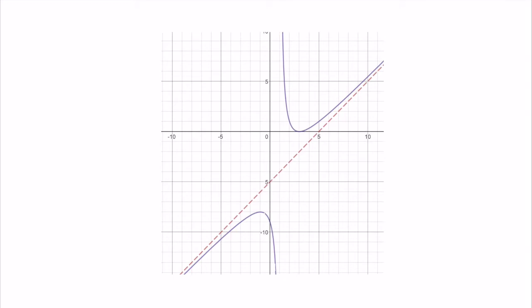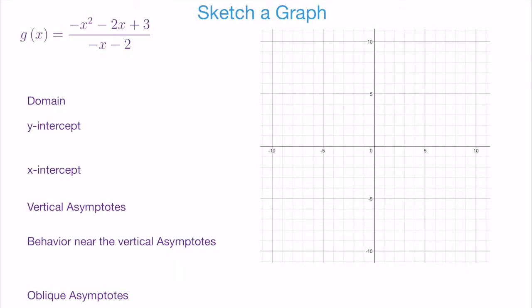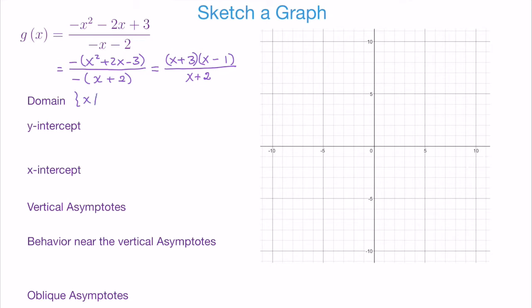Let's go to our second example. To graph g of x, we factor as much as we can first. Let me factor a negative sign here first. That's x squared plus 2x minus 3. Let me factor a negative sign in the denominator to make this look nicer. Negative and negative is going to be positive, and let me factor the top. Okay, so let's graph that. The domain is the set of all real numbers that are not what? You already know, of course, negative 2.